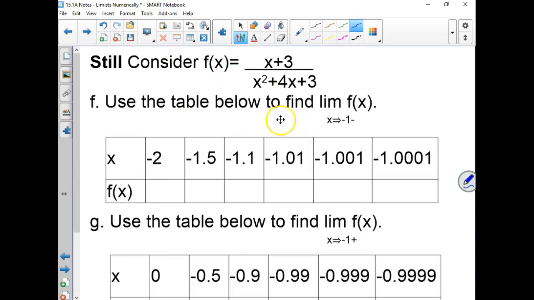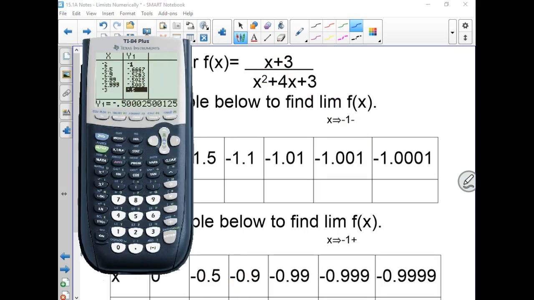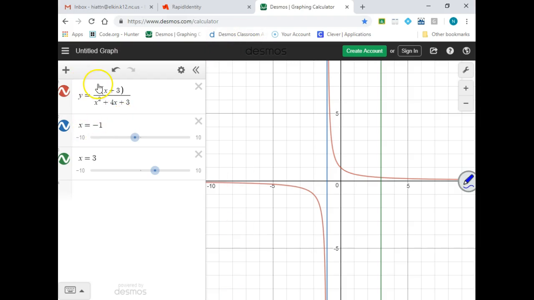Okay, for this one, we're still using the same equation. This time I want to show you how to use Desmos, just in case you need to use it for your homework. So I've got this equation here. This time we want to look at -1, because -1 was the other place where we had problems. So we don't want the calculator, we want Desmos. And actually that should have been a -3 right there.